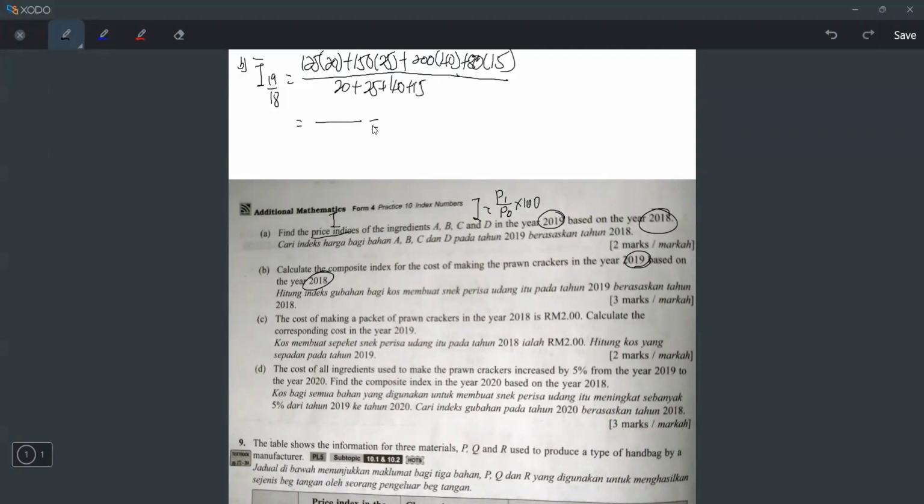Okay, just now I could not see your writing. Now I can see. Alright, so at the bottom you get what? 100. And then at the top, what do you get? 125 times 20 plus 150 times 25 plus 200 times 40 plus 80 times 15. Alright, I hope you get the same. What did you get? 15450, and then you divide by 100. So the final answer is 154.5.